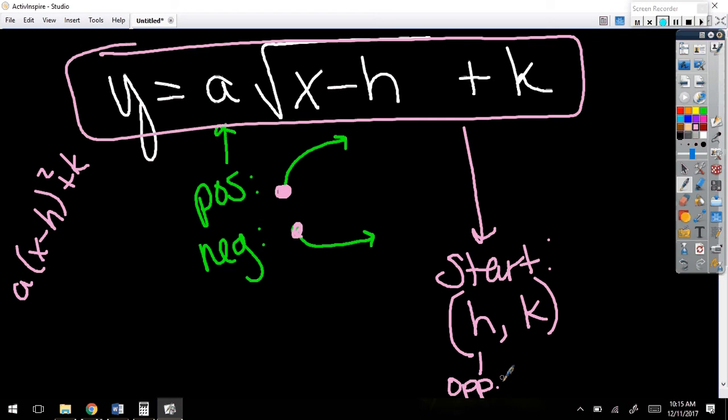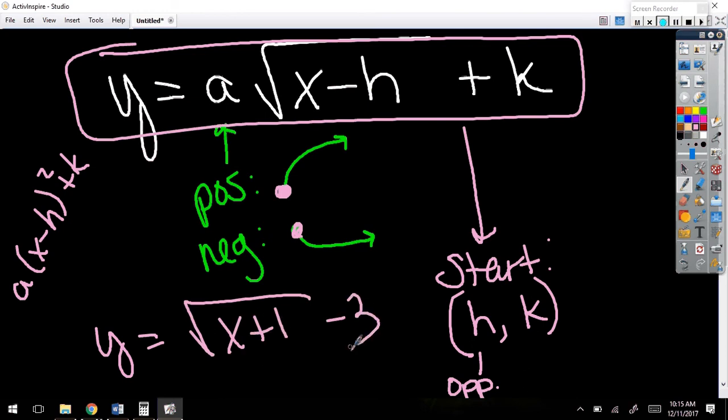I'm going to plug some numbers in just a second when I show you how to do it. H has to be opposite? Yeah, since it's minus. So if I had the square root of x plus 1 minus 3, the positive one would be a negative 1. My start point would be negative 1. It's exactly what we were doing. Just do the opposite.